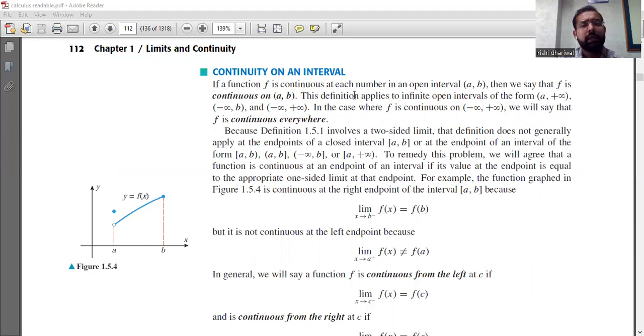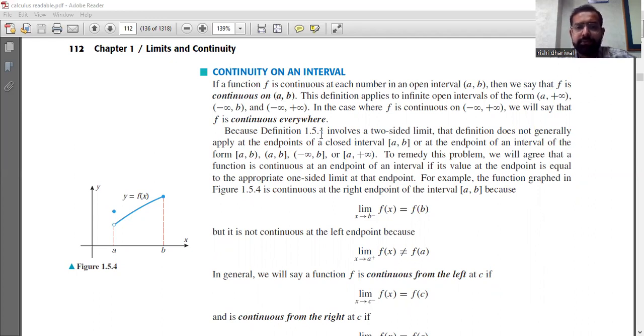on (a, b). This definition applies to infinite open intervals of the form (a, +∞), (-∞, b), and (-∞, +∞). In the case where f is continuous on (-∞, +∞), we will say f is continuous everywhere.